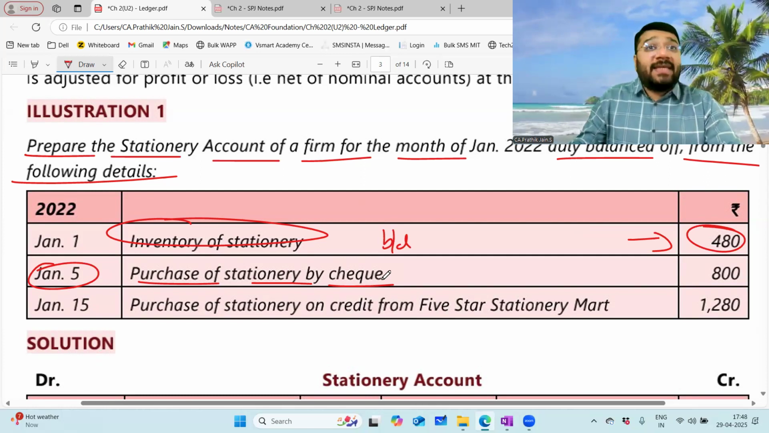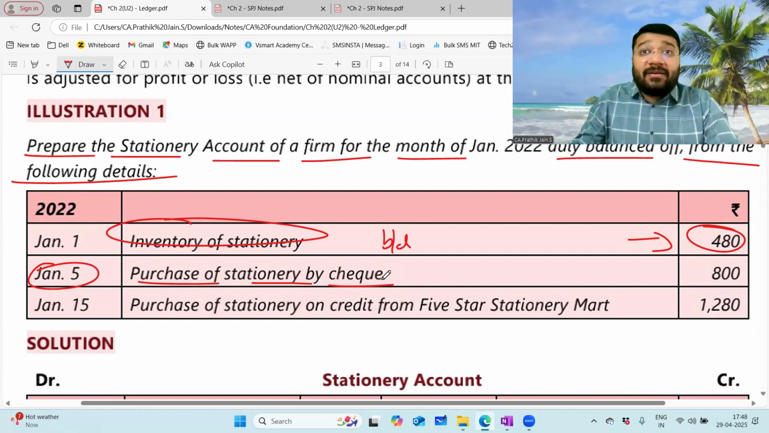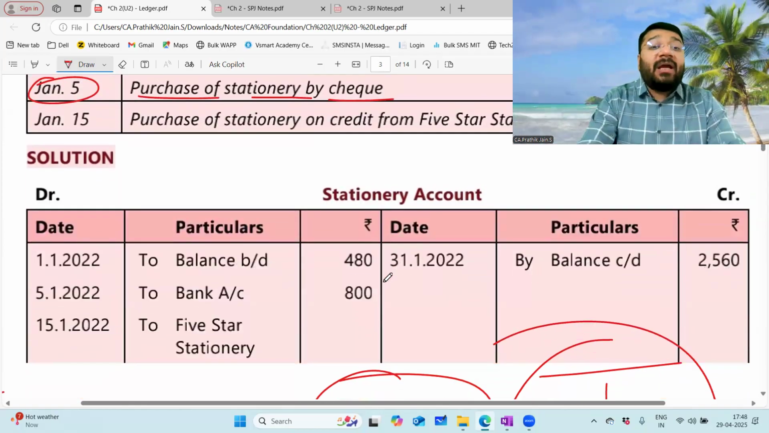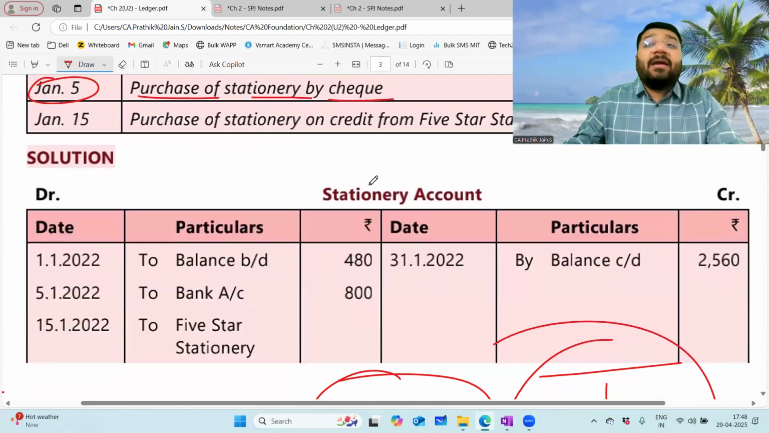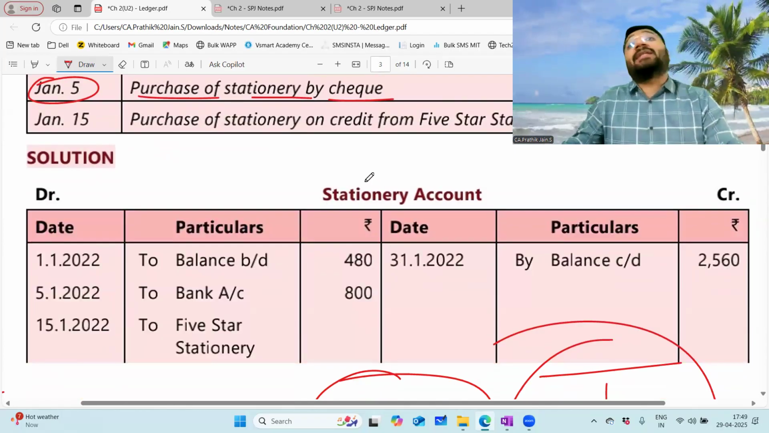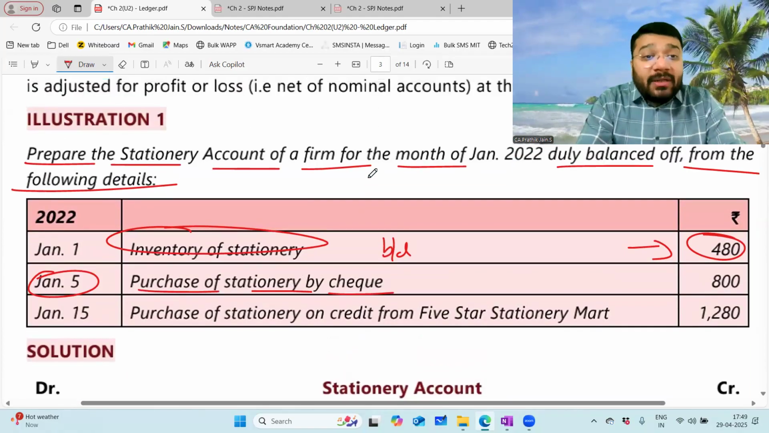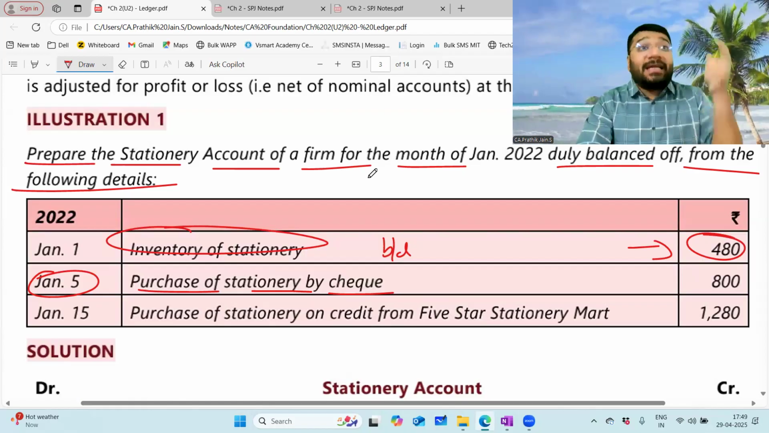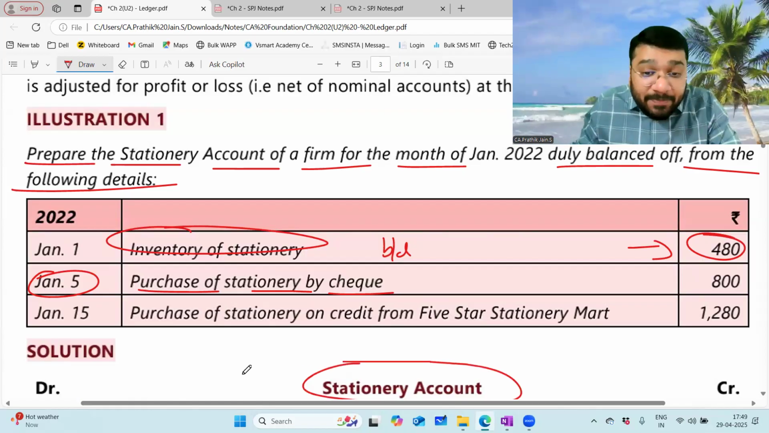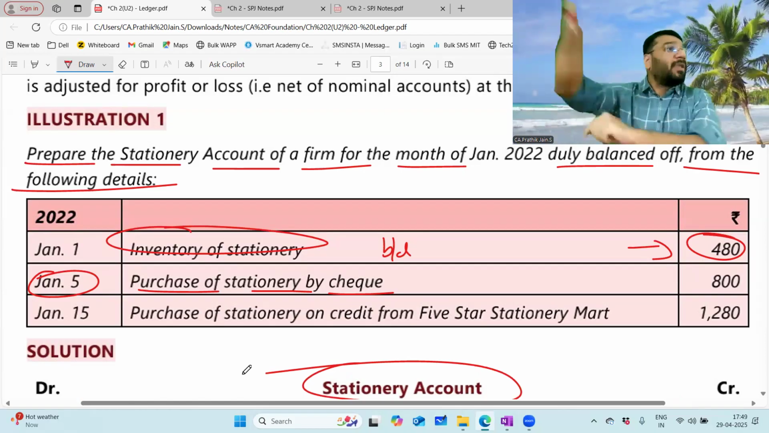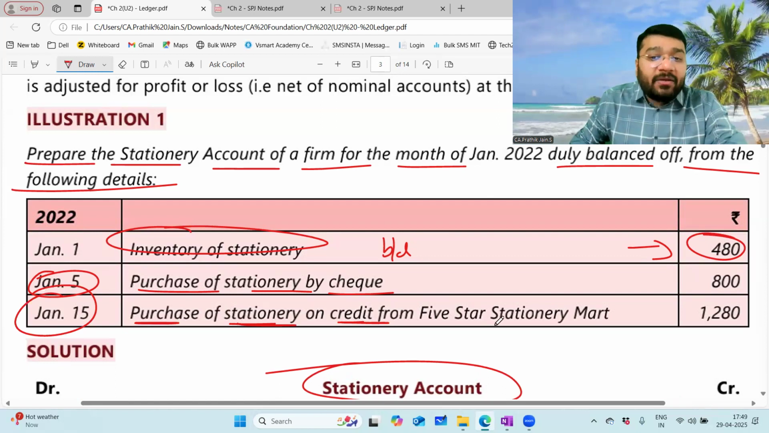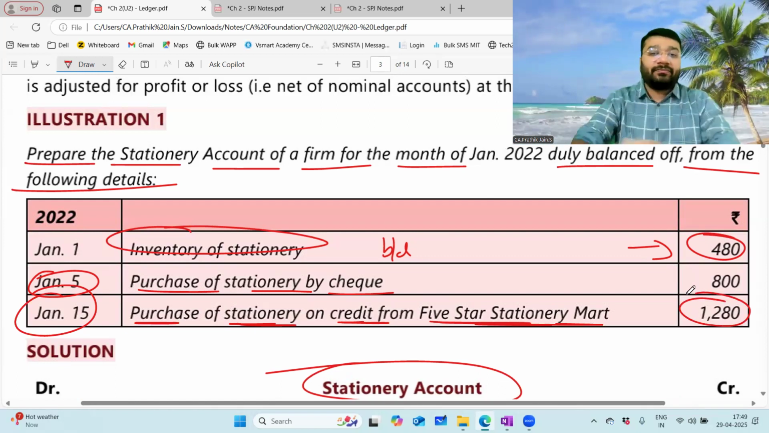Sir, anywhere in the question did they say that we are in the business of buying and selling stationery? Had they told that we are in the business of buying and selling stationery, then stationery becomes my goods. So I'll take it to purchase account. But I am not the dealer of stationery. So I'm purchasing the stationery for consumption purpose. So I will record it in the expense account. Which account? Stationery expense account, and not the purchase account. Jan 15, purchase of stationery on credit from 5-star Stationery Mart 1280. What is it?